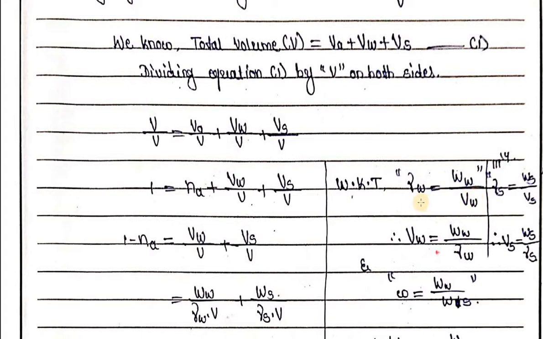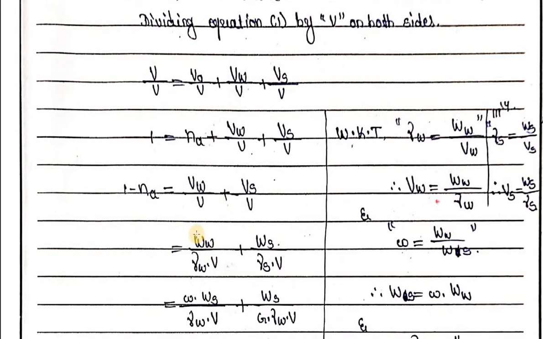In place of volume of water, I can keep weight of water divided by unit weight of water. So in place of this, I am going to keep this particular term. What I'm doing here is, in place of volume of water, I am keeping weight of water divided by unit weight of water. I have just replaced it, and V remains as it is.